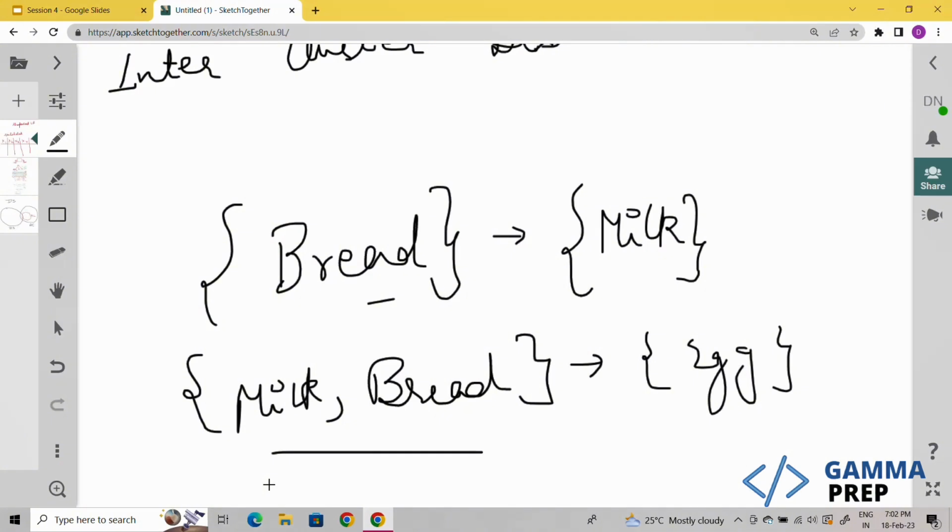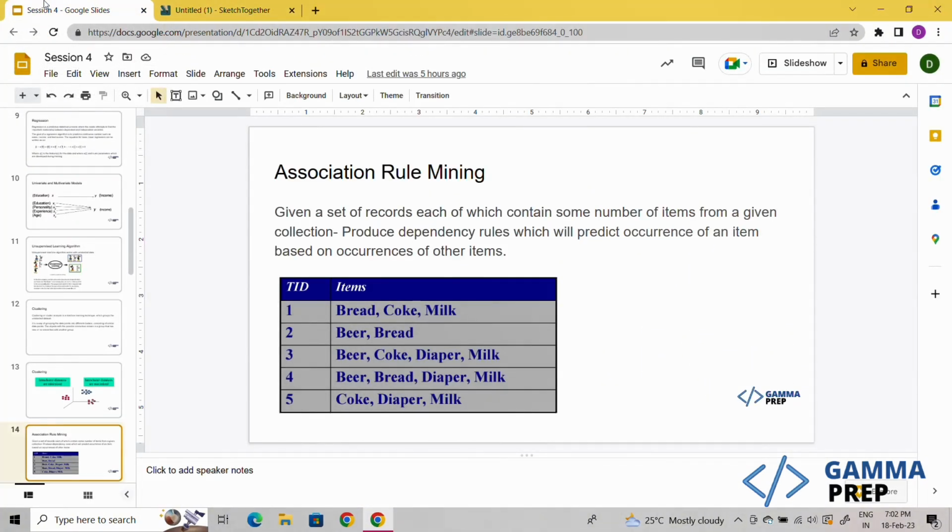So association rule mining means finding out such association rules, that is, if a person is buying these, then what other items the person can buy. Now, why is this unsupervised learning? This is unsupervised learning because I am not predicting anything. I don't have a target to predict. I don't have labeled data. So that is why it is under the category of unsupervised learning.